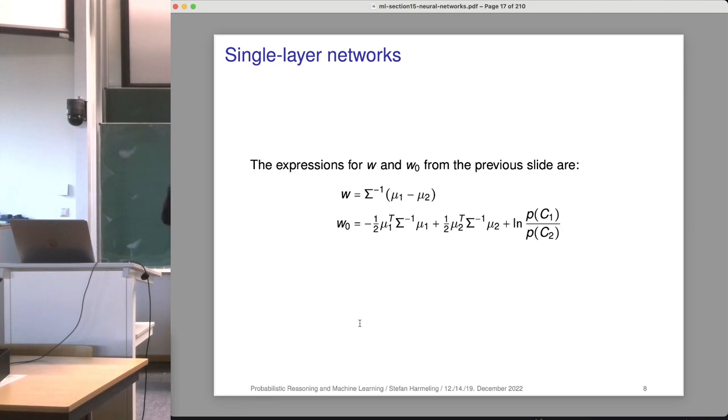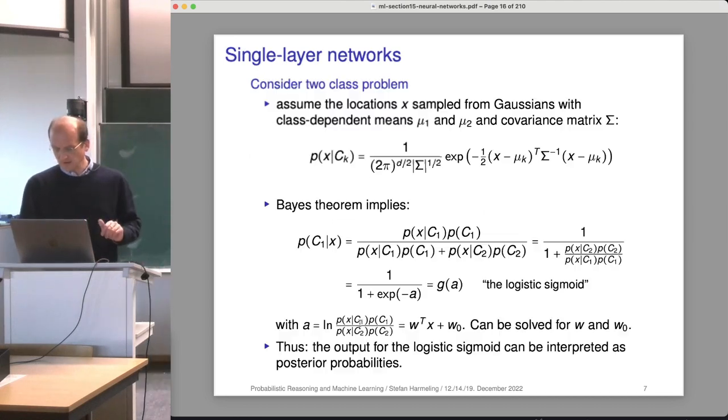So we have W being equal to sigma to the minus 1 times the difference of the means. Okay, great. And then there's the W0, which is minus a half nu 1 transpose sigma to the minus 1 nu 1. And then I guess comes the same term again, but with a plus sign. And then comes the logarithm of the quotient, P of C1 and P of C2. Okay, great. So let's forget about that slide.